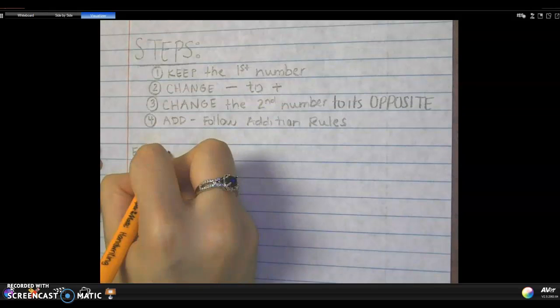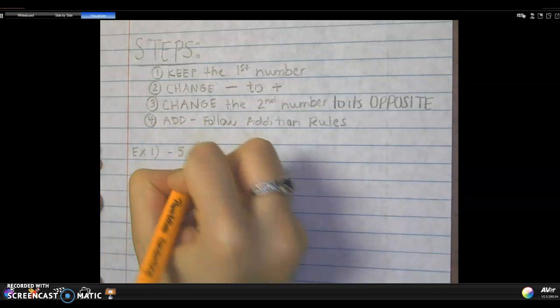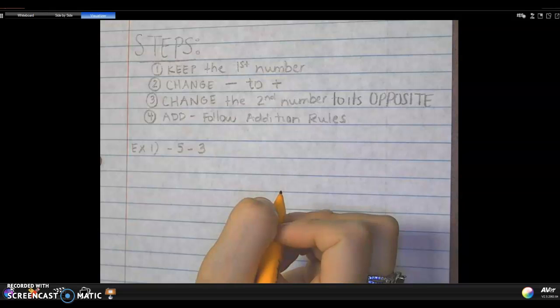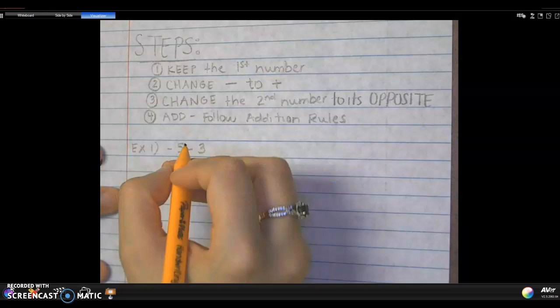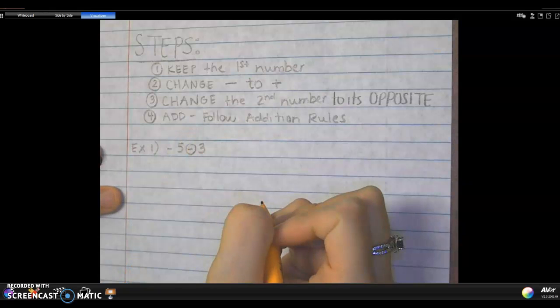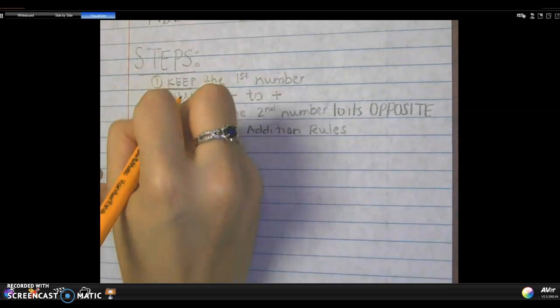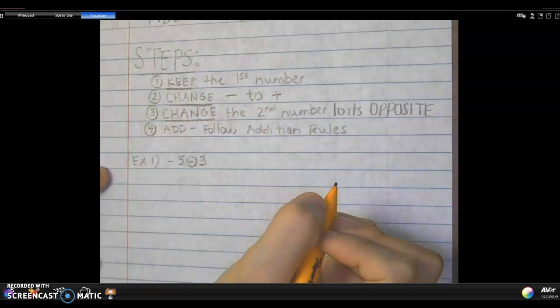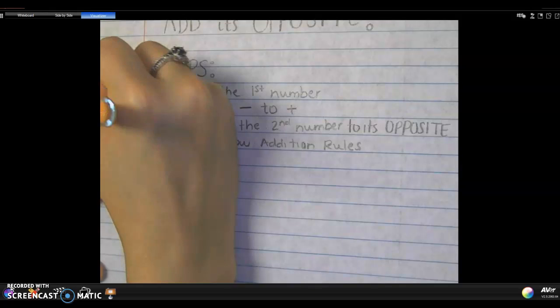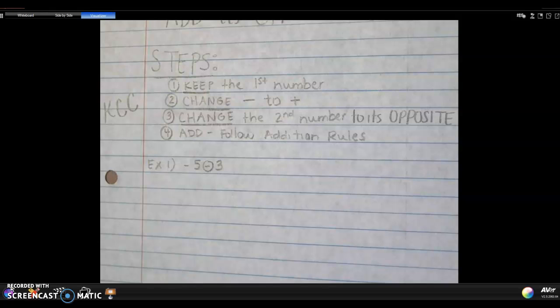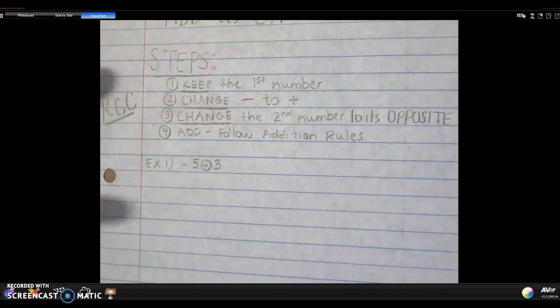Alright, so let's do our first example. We're going to have negative 5 minus 3. Remember, I always said to look at what operation you have in the center. So in the center here, I have a subtraction symbol. So anytime you have a subtraction symbol, you know you're going to use keep, change, change. So this strategy, we're going to call it KCC. Not KCF, because KCF is with fractions. We're going to use KCC. So anytime you hear me say KCC, that means we're going to keep, change, change.